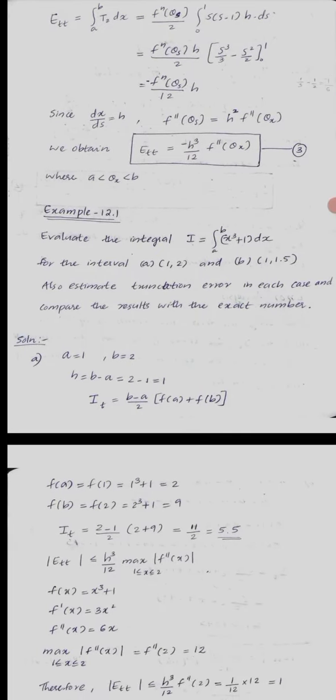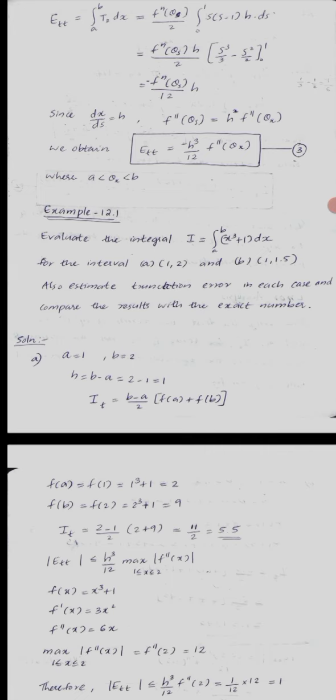Next is an example of this trapezoidal rule. Example 12.1. Evaluate the integral I equal to the integral from a to b of (x cube plus 1) dx for the intervals a equal to 1, b equal to 2 and b equal to 1.5. Also estimate the truncation error in each case and compare the result with the exact number. Here a is 1, b is 2.